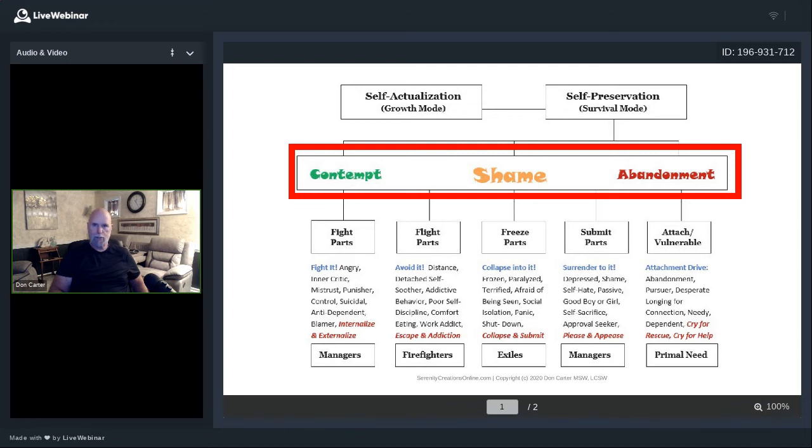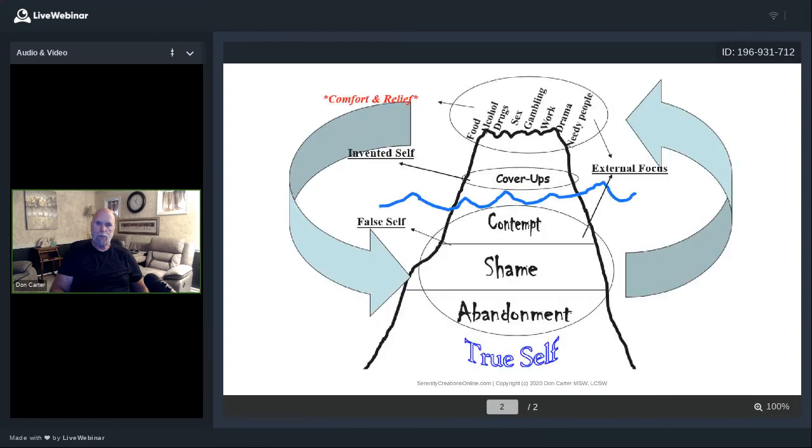If I'm beating myself up, or if I'm having a shame attack, or if I'm feeling abandoned or left out, then that's going to kick all these things on. So our goal in therapy is to heal the abandonment, shame, and contempt. And again, that would be beneath the surface over here.